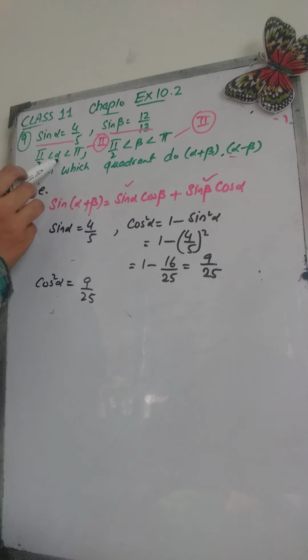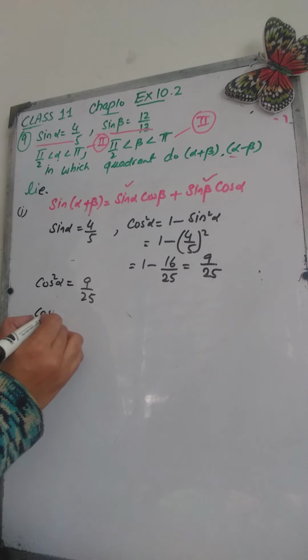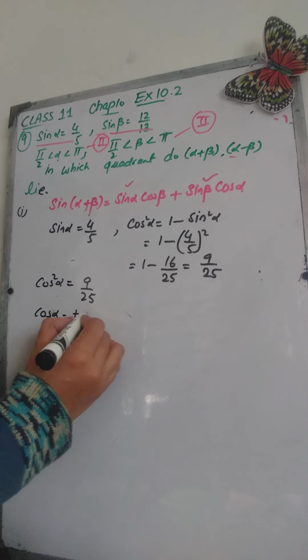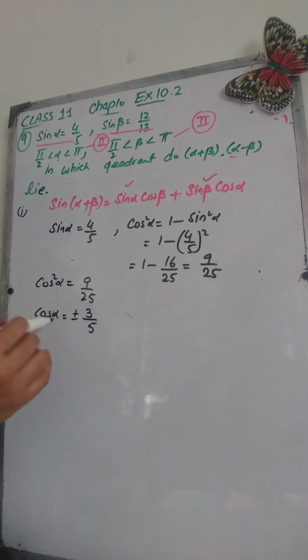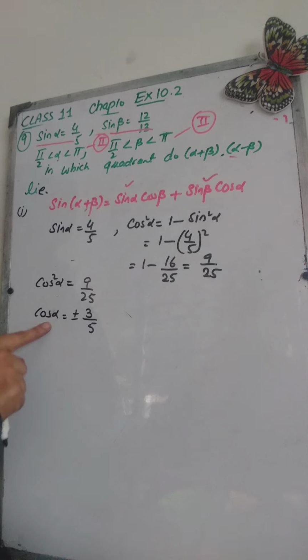Now alpha is in the second quadrant, and in the second quadrant cos is always negative. If we take the square root of both sides, we will get plus minus 3 by 5. But I'm going to ignore the positive value because we know that alpha lies in the second quadrant, where cos is always negative. We will just take the negative value. So cos alpha will have the value negative 3 by 5.